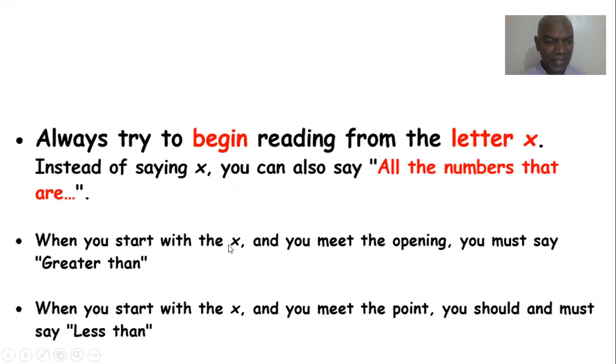A rule that you can maintain is to always try to begin reading from the letter X. Instead of saying X, you can also say all the numbers that are. When you start with the X and you meet the opening, you must say greater than. When you start with the X and you read the point, you should and must say less than. So you can just try to recall this very simple rule. And here we're going to apply it with some examples.